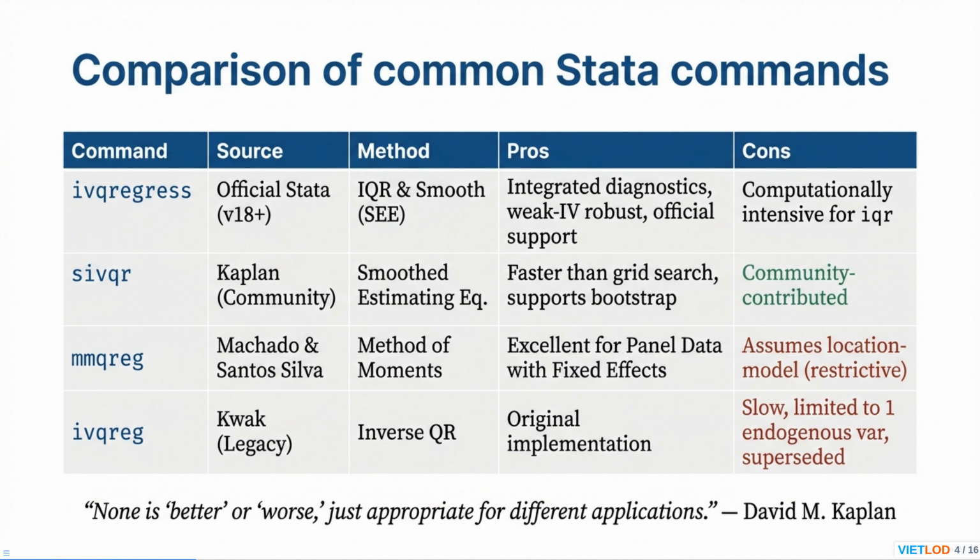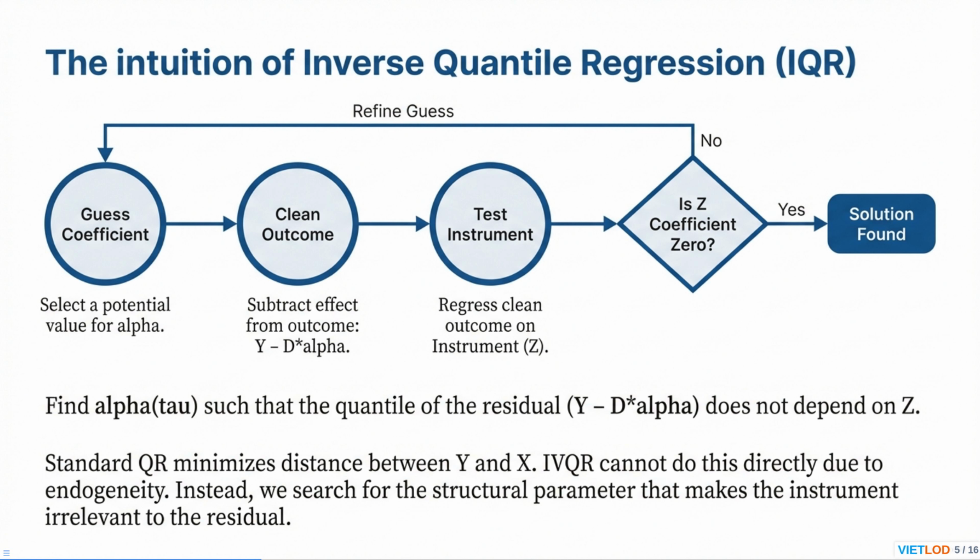Now, let's look at the intuition behind the IQR estimator to understand why these choices matter. The core intuition of inverse quantile regression, or IQR, is based on an iterative search process. Because of endogeneity, we cannot directly minimize the distance between y and x as we do in standard quantile regression. Instead, we follow a logical cycle.